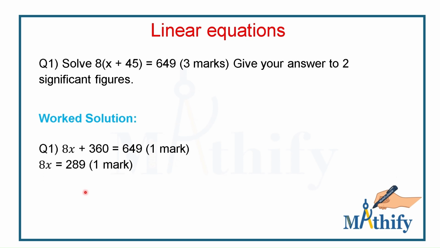To get the final mark, we need to make x the subject. 289 divided by 8, and when we plug this into our calculator, that will give us our final answer of x is equal to 36 to 2 significant figures. So these are your 3 marks secured.